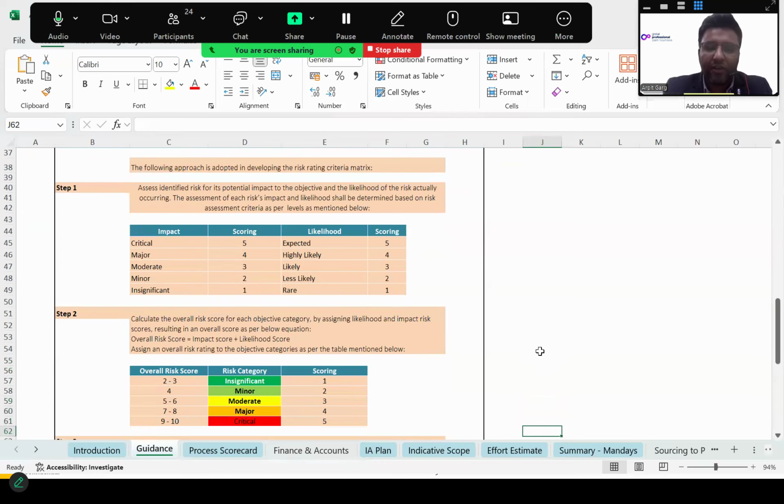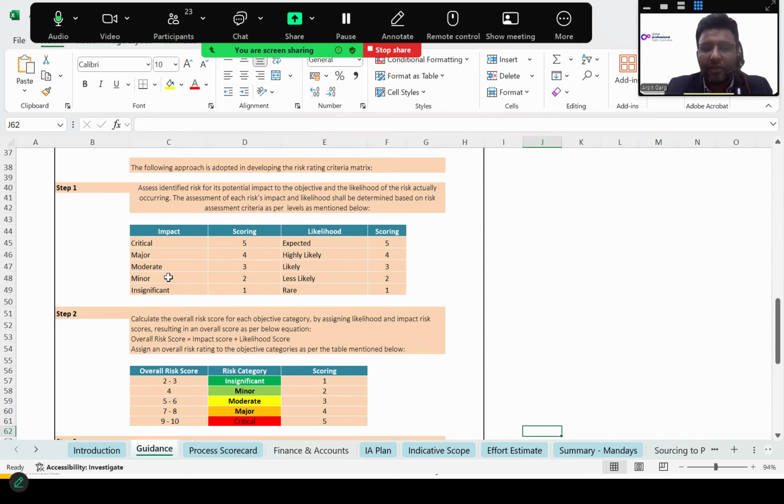And if you see here, we have provided that overall risk score, we'll call it out as insignificant if it is between 2 to 3. What does it mean? Let's take an example. The impact is minor and the likelihood is also rare. So 2 plus 1 is 3. So if something is 2 to 3, it is insignificant. If something is 4, let's say 2 plus 2, it has a minor impact. It is also less likely to happen, but it may have a minor impact.